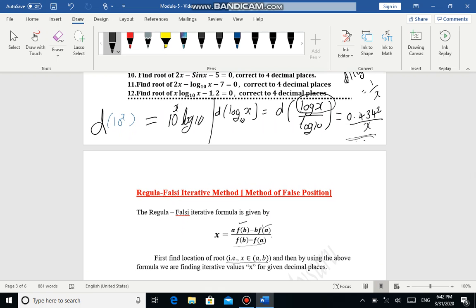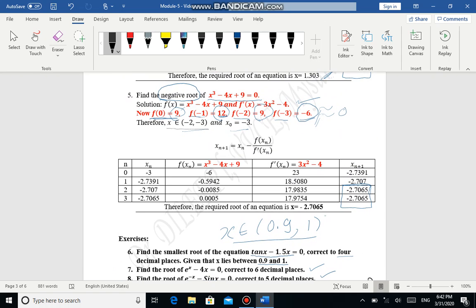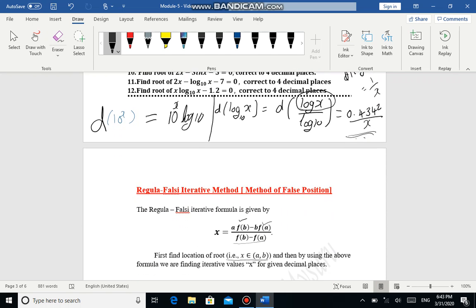The difference between the Newton-Raphson and Regula-Falsi methods is that in the Newton-Raphson method, we won't disturb the interval throughout the problem. This interval will remain the same. Using this, first we take the initial approximation. Using the initial approximation, we find the first iteration, using this the second iteration, using the second the third, and using the third the fourth iteration. But here, in the Regula-Falsi iterative method, at each step we need to consider a new interval a comma b.